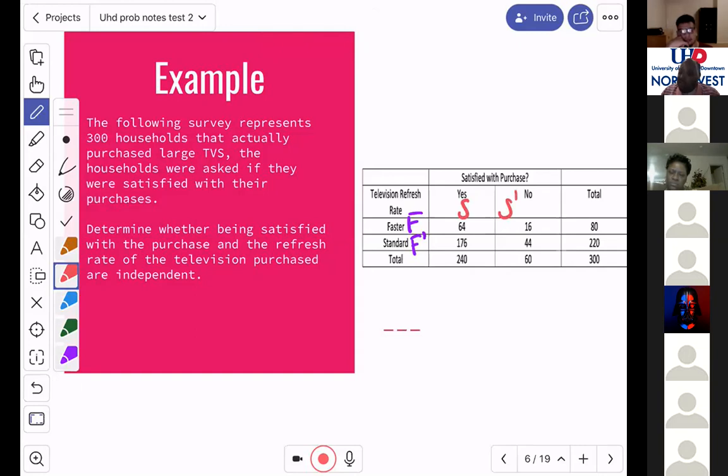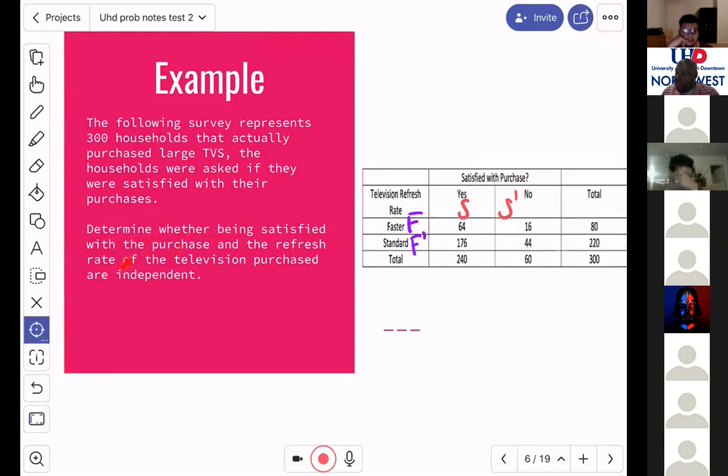And so the question is this. Determine whether being satisfied with the purchase and the refresh rate of the television purchase are independent of each other. I want to determine that, does it matter? Am I more happy with a faster rate? Am I more happy with a standard rate? Am I less happy with a standard rate? Or does rate not even matter? Are they independent of my satisfaction?